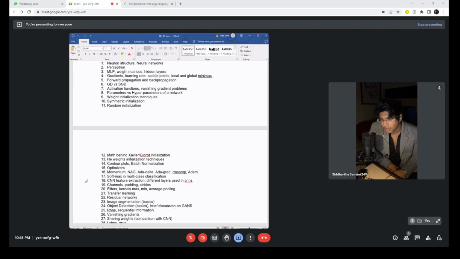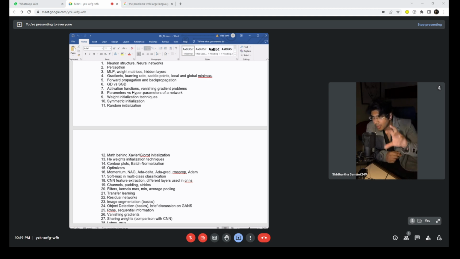Now we get to the part where we are operating on images. Hence, we are coming to the part of convolutional neural networks. So you need to understand what a CNN architecture looks like, what feature extraction is, and the different layers used in a CNN. We will be looking at concepts like channels, padding, strides, filters, kernels, and max, minimum, and average pooling.